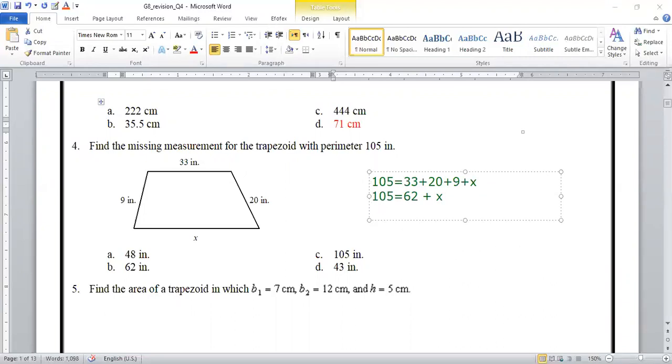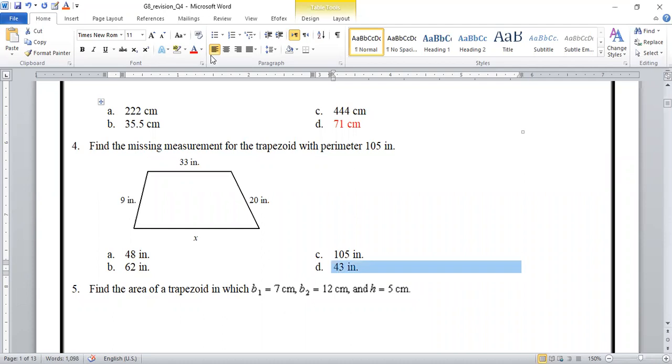105 minus 62 on this side, and subtract 62 from the other side to get the value of x. 105 minus 62 equals 43. 62 minus 62 equals 0, so x equals 43. A simple equation of one variable, so x equals 43, number G. So the answer is number G.